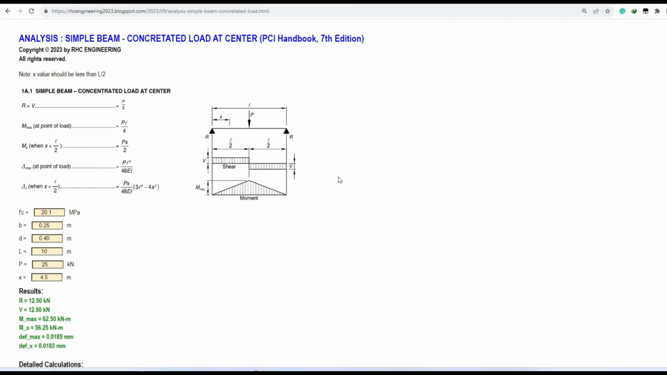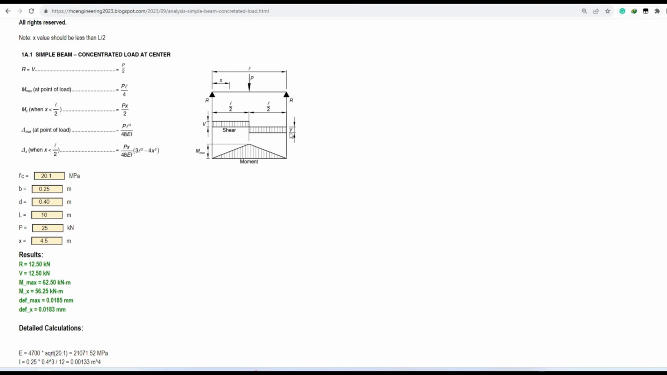My condition is that x should be less than L over 2. Okay, so that is Px over 2. Then the maximum deflection is PL cubed over 48 EI. Then we get the deflection at the corresponding distance x from the left support: Px over 48 EI times the quantity 3L squared minus 4x squared. Then this is the figure on the right side. We have here the diagram, the shear and the moment diagram.